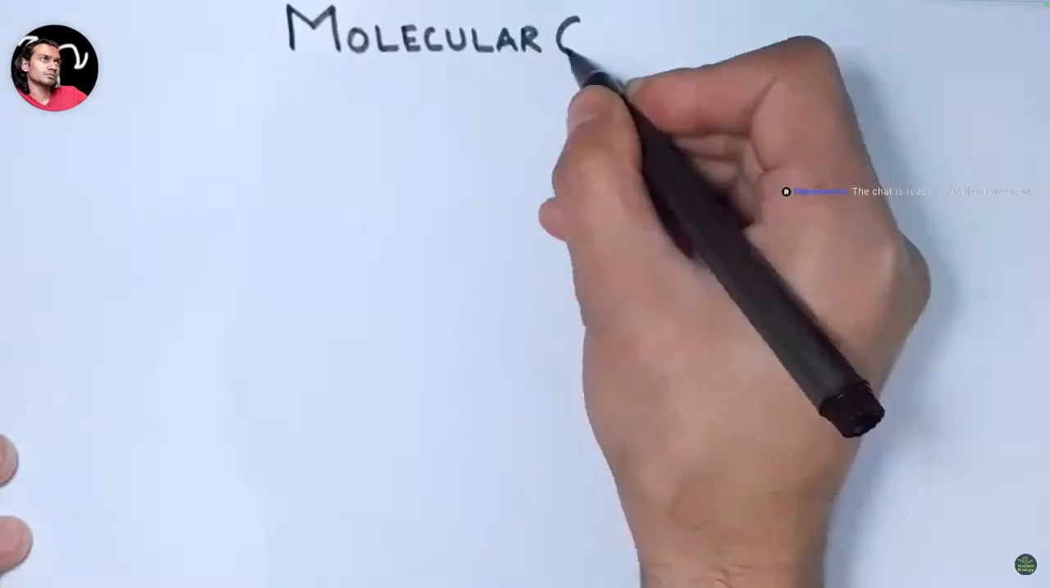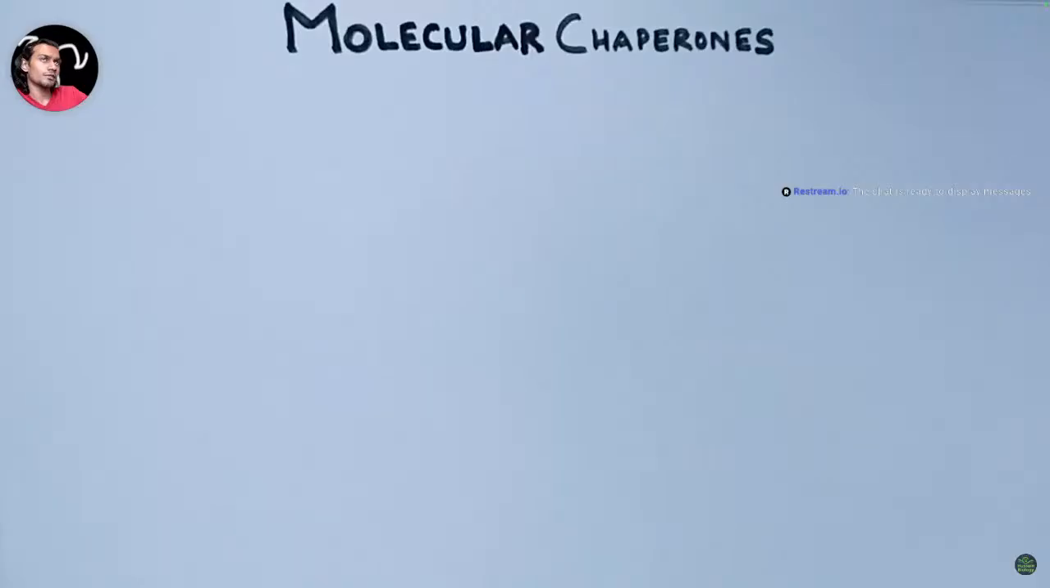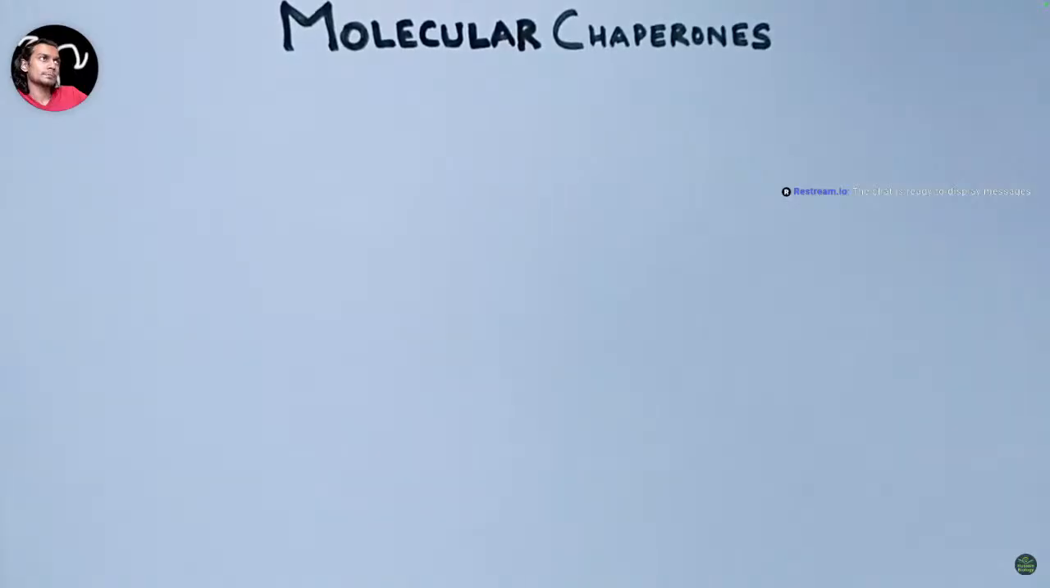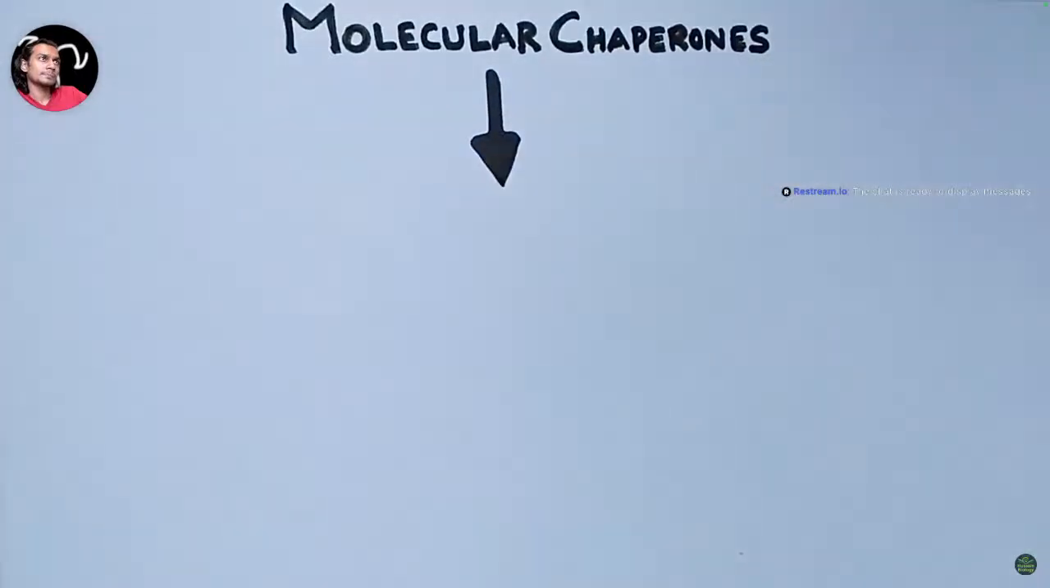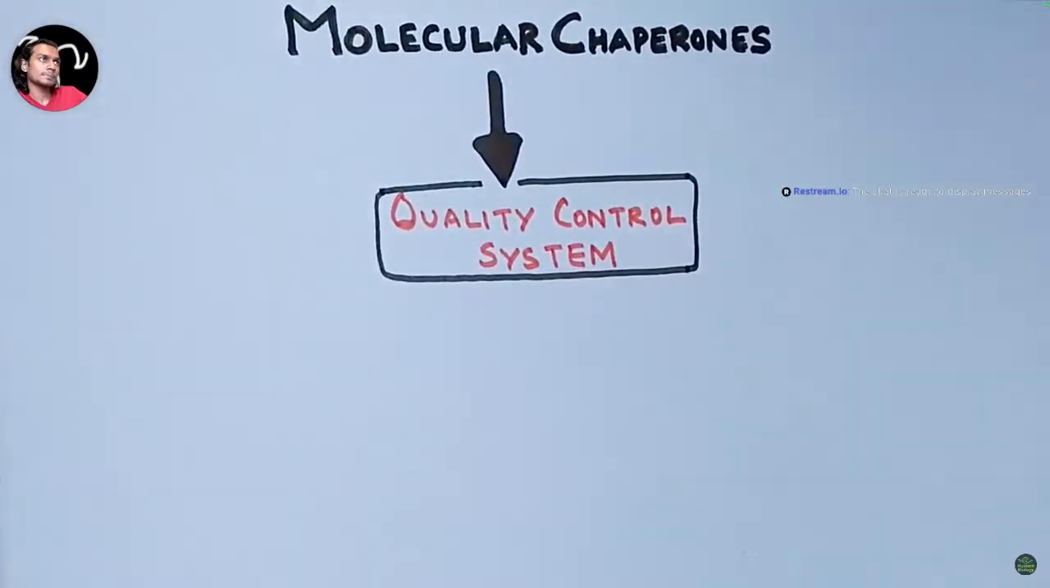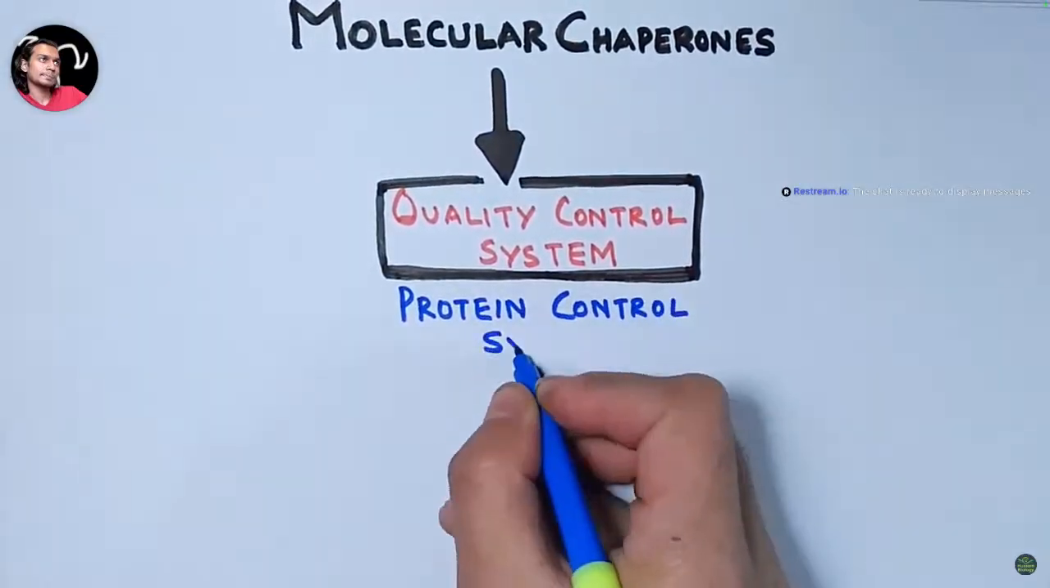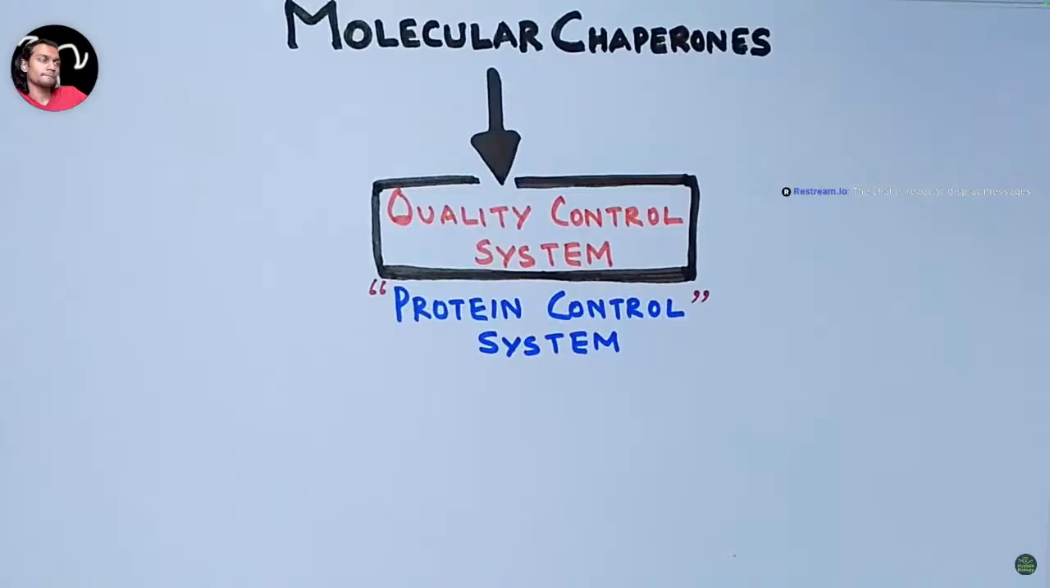These are called molecular chaperones. Chaperones are specialized proteins that help in folding and do many other functions, which we are going to see in this video. These chaperones are a part of a quality control system, particularly the protein control system, which is the mechanism by which a cell monitors proteins to ensure that proteins are in a stable and native state.